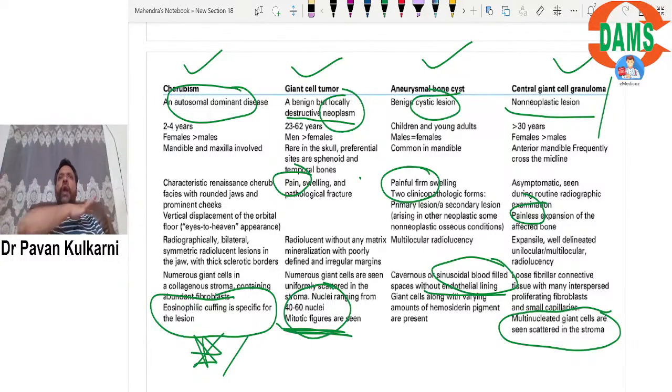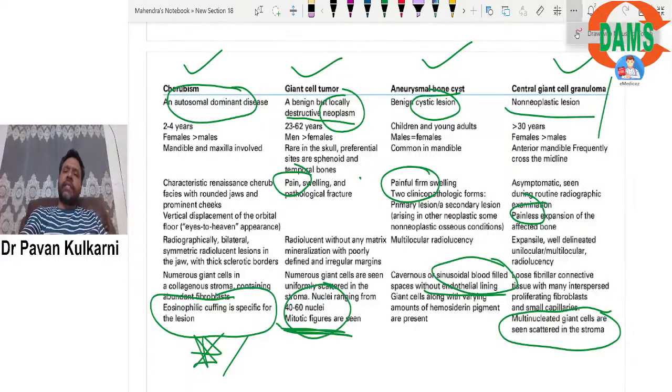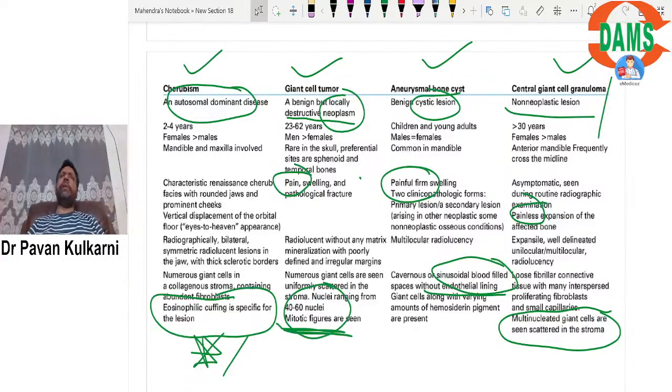In CGCG, throughout the stroma, you will see giant cells. And the nucleus will be small, number of nuclei will be less, cells are also small. In giant cell tumor, it won't be like that. Nuclei are larger, giant cells are larger, and they are not scattered, they are localized. Wherever you see blood vessels, around those blood vessels, you will see these giant cells. Okay, so that is the importance of this table. This can be a very potential table. You can expect an MCQ from this table.